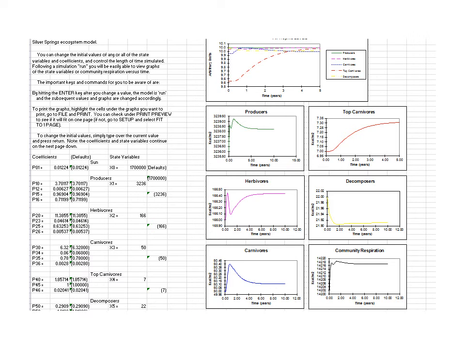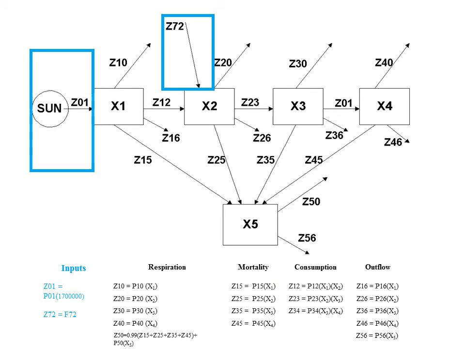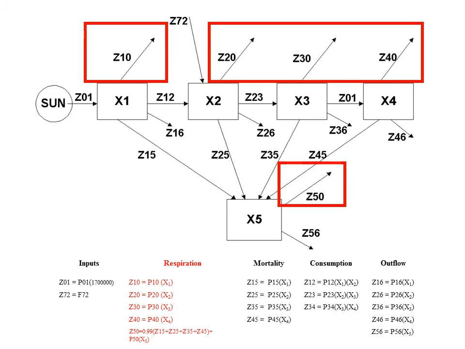This is what the model looks like in Excel. The inputs to this system occur when the sun provides energy to plants in X1 and where humans provide bread to herbivores in X2. Here are the respiration outputs from all these compartments. Guidelines for exploring this model are posted on the website, as well as in an Excel file that contains the model that I showed a couple of slides ago.